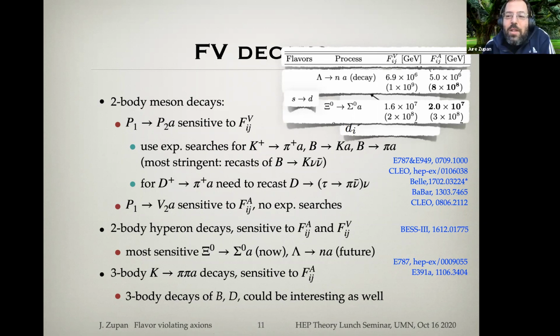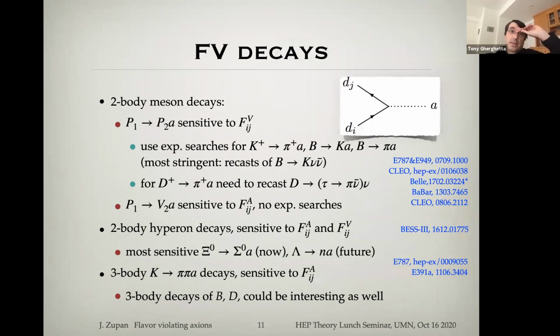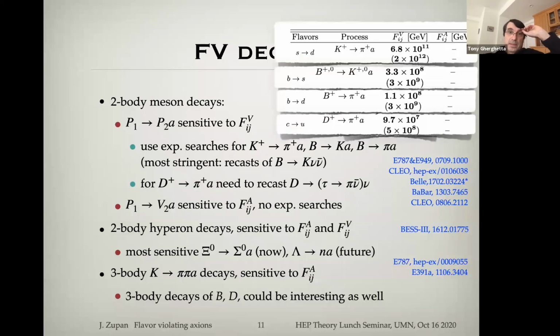But you see, what's in bold face is the most stringent constraint. Maybe I should go back now. It should have said that bold face means it's the process that gives the best constraint right now. So for the vector one, K to pi A will rule. It rules now, it will rule also in the future. And you're right, the others are just dominated.